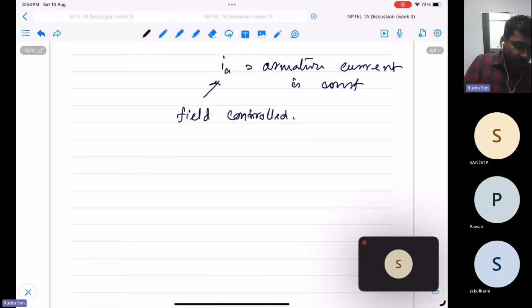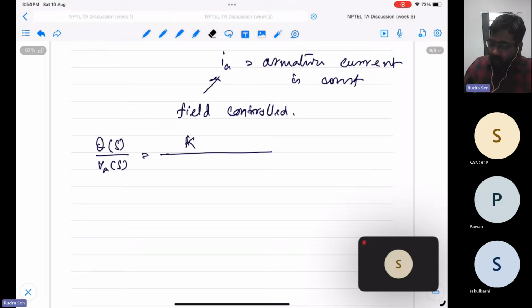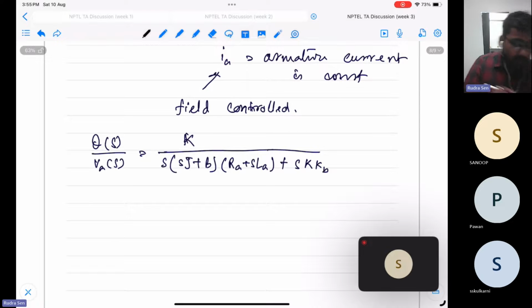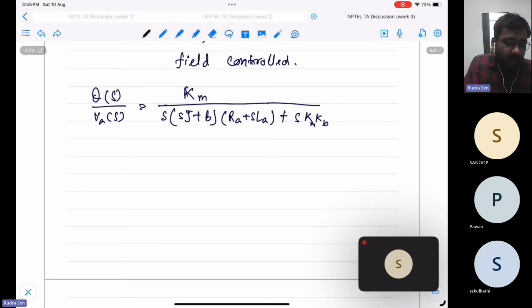So in case of armature control method, I'm not going into details, but if we find theta s by VAs, because I'm considering VA, you will see some k divided by s into (sJ plus b) into (Ra plus sLa) plus s into k into kb, or let's say km. So you can see this is a third order system, right?